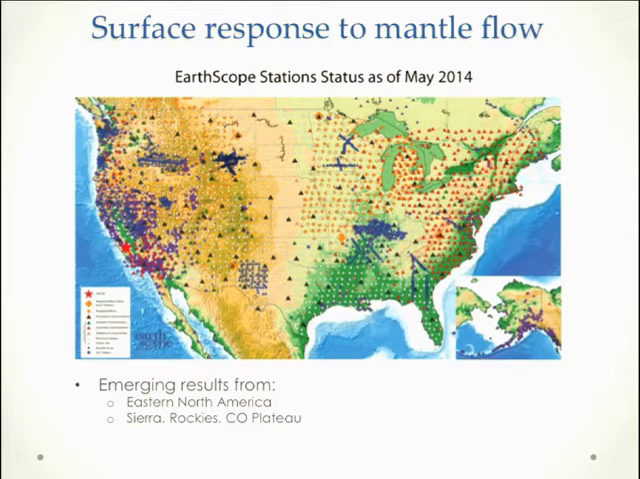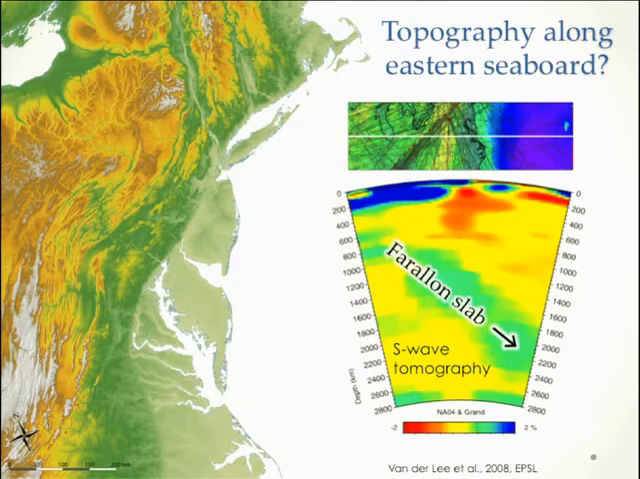One of the emerging fields that we saw earlier today is that a lot of the science efforts that have been associated with the EarthScope deployment in the Sierra Nevada, in the Rockies, and now in eastern North America have been focused on trying to isolate the signal of dynamic topography and flow associated with edge convection, with removal of lithospheric mantle, with broad changes in the flow field.